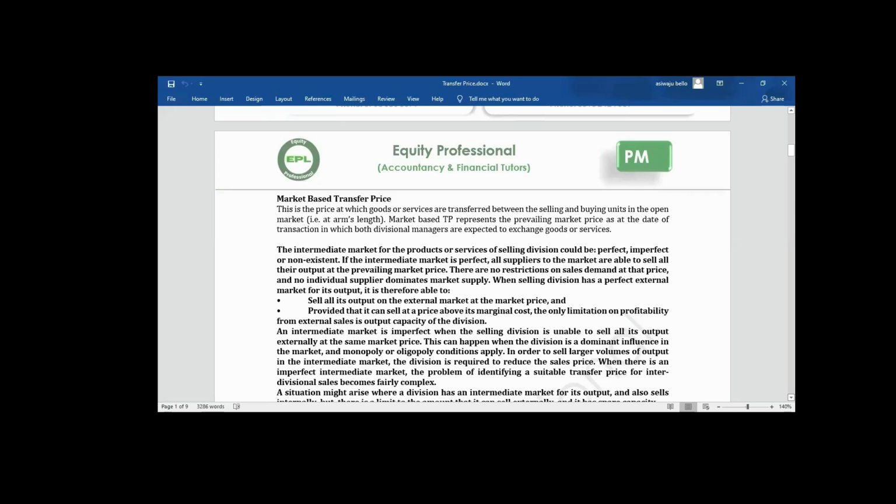In such a situation, that balance remaining, that balance that cannot be sold at the external market to external customers, is referred to as spare capacity, or excess capacity.